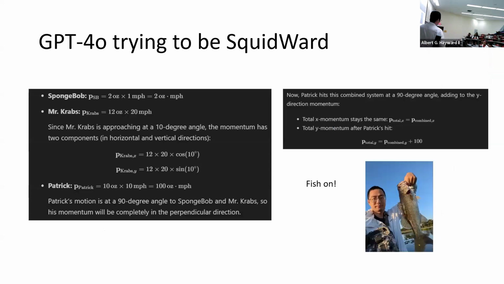Took the bait. Fish on. As you can see, it tries to calculate the total linear momentum. Total momentum stays the same. Where is it? Oh, P_crab. Now Patrick hits the combined system at 90 degrees. Totally neglects the almost hit thing. Fish on. Took the bait 3 out of 3 times. I tried it multiple times. It always forgets about the almost hit part when you get it in SpongeBob.